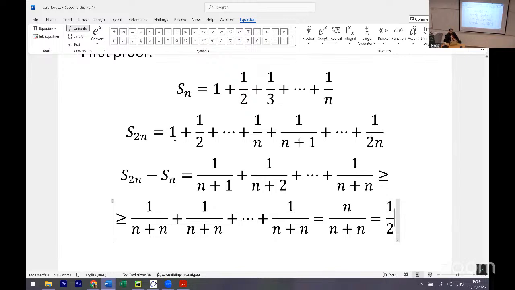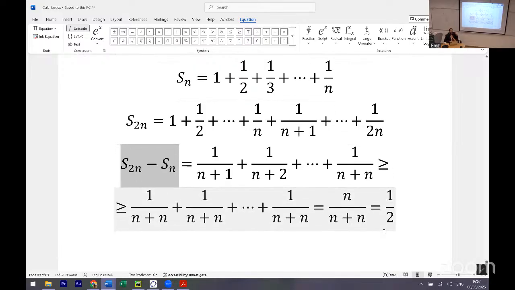S3n minus Sn elements is half. First of all, it's like infinite halves, right? Because I can sum up a lot of halves. But the easiest thing to say is, if Sn had a finite limit, what is this difference supposed to tend to? 0, but it tends to half. It doesn't tend to it, it's at least half.